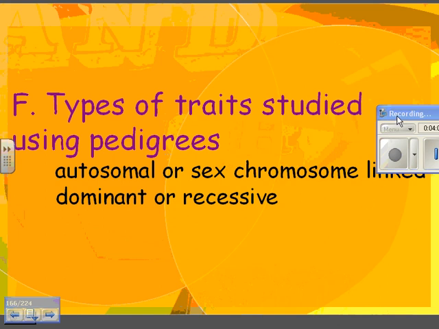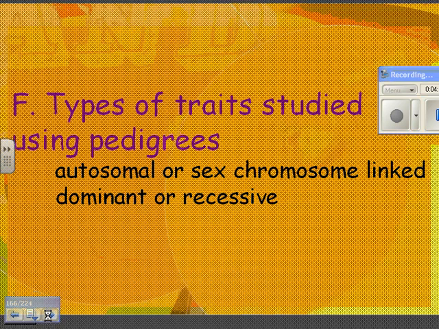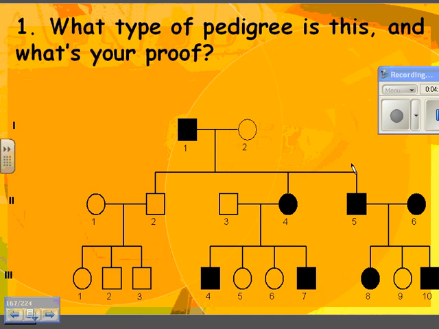Types of traits studied using pedigrees. So we want to know if it's autosomal or on a sex chromosome, and we want to know if it's dominant or recessive. Those are typically the things that we're looking at. So what type of pedigree is this, and what's your proof? You've got a man, and he's got the trait, and he gives it to a daughter and a son. If it were on the Y chromosome, it would only go to the son. And if it were on the X chromosome, it would only go to the daughter.